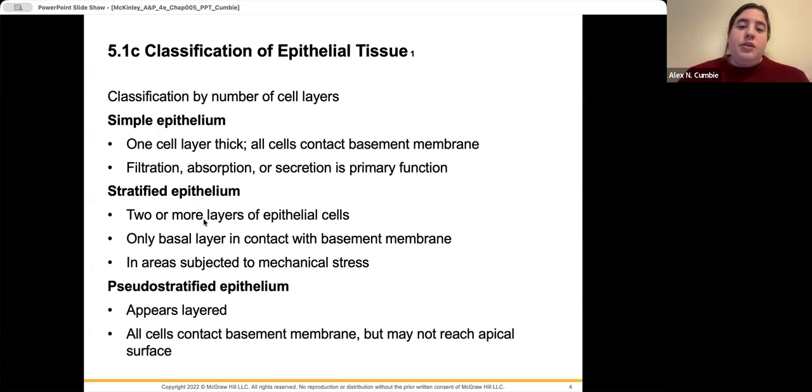Stratified has multiple layers, which will still do the same function as the primary layer, but usually they're in areas where there might be high mechanical stress, things that might be trying to tear away at this tissue. And so we have extra layers underneath to help with that. And then again, pseudostratified appears layered, but is not quite layered. So we'll talk about what that means.